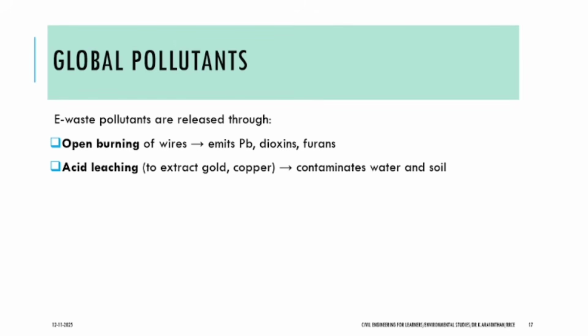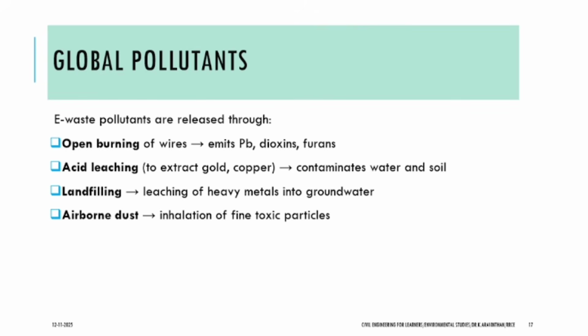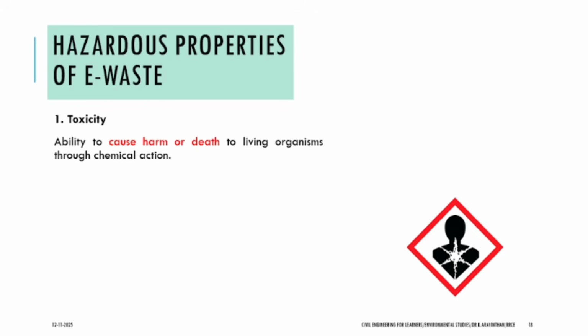Now, today's class: what will happen if the e-waste is dumped like that? One is global pollution or open burning. When you burn e-waste, it emits Pb, which is called lead, dioxins and furans. These are generated and pollute the air. Next is landfilling and airborne dust. When it is dumped on land, landfills will get affected and soil will get affected. Airborne dust will also be there.